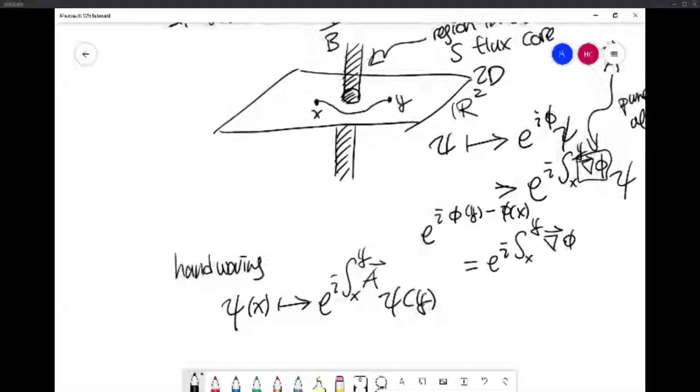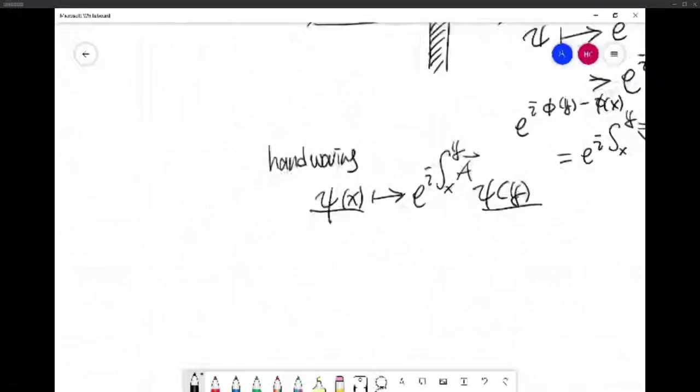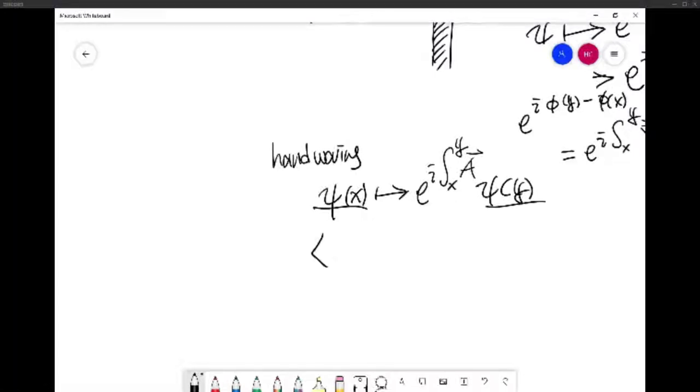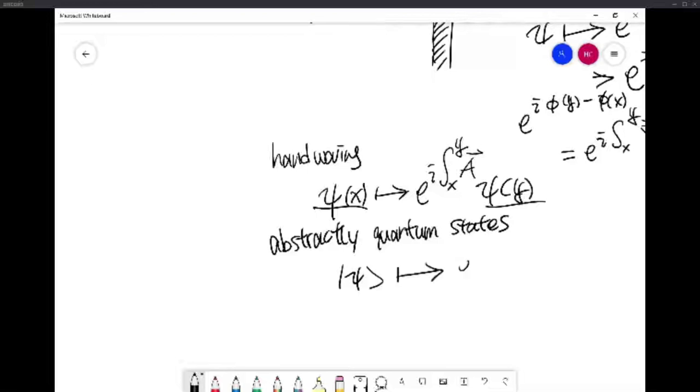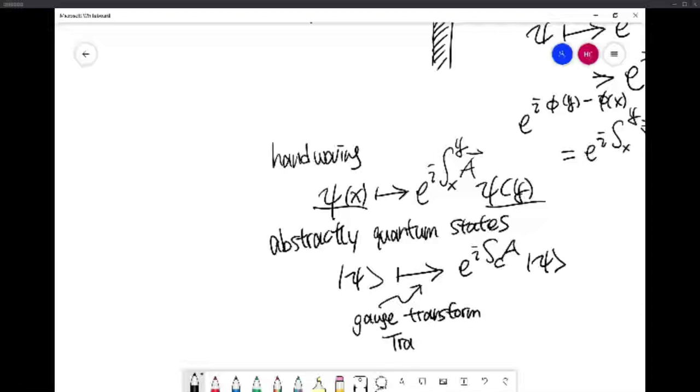Just semi-classically, right? So this is the wave function I'm thinking about. For example, maybe abstractly, in terms of quantum states, we have psi, and this operation is going to induce a phase. So this gauge transformation is given by a translation. It's induced by a translation along C, along the path C.